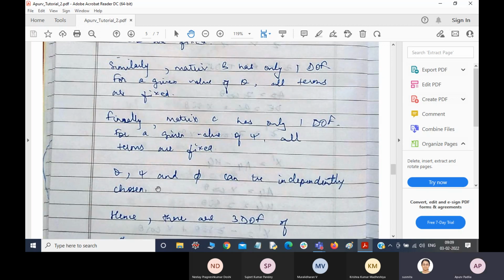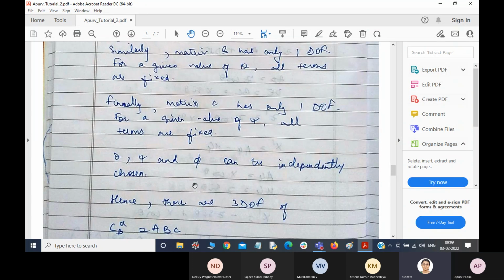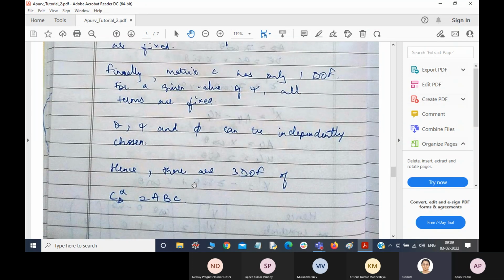Yes, ma'am. But they are not independent. Okay, but they are not about the collinear axis. Yes, non-collinear axis. So that way you can say 3 degrees. Okay, fine. Without using Euler angles, it can also be proved.